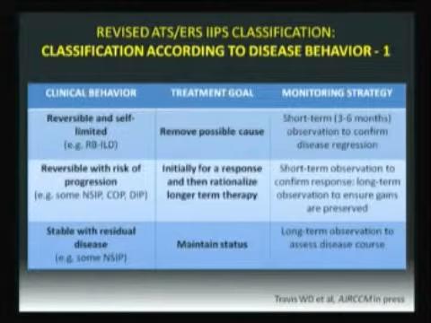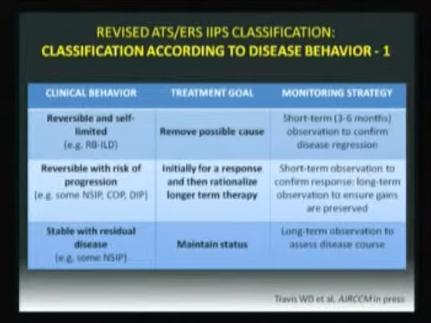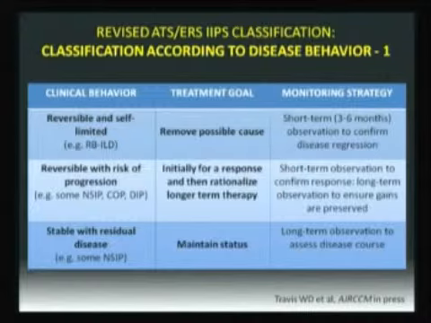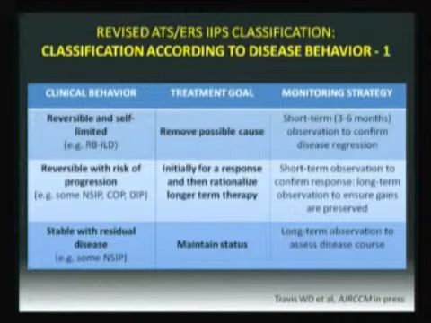Some diseases are reversible and self-limited. Typical example are smoking-related ILD. Patients stop smoking, they revert. The treatment goal is to remove the cause, stop smoking in this example, and in short term, 3-6 months, you confirm regression. IIP, they can regress. That's the first category. Extremely important.